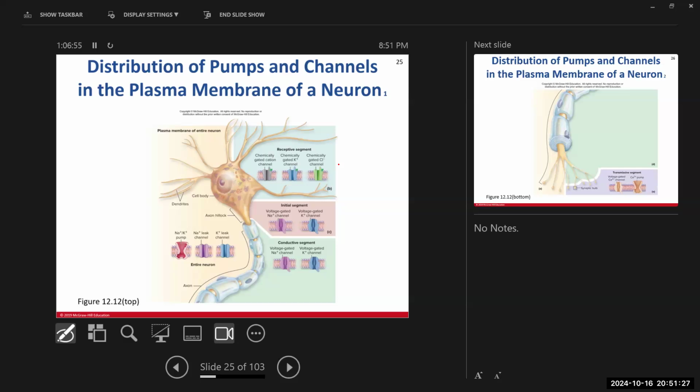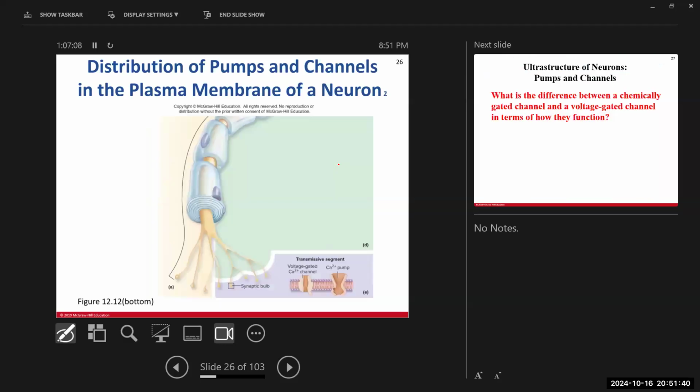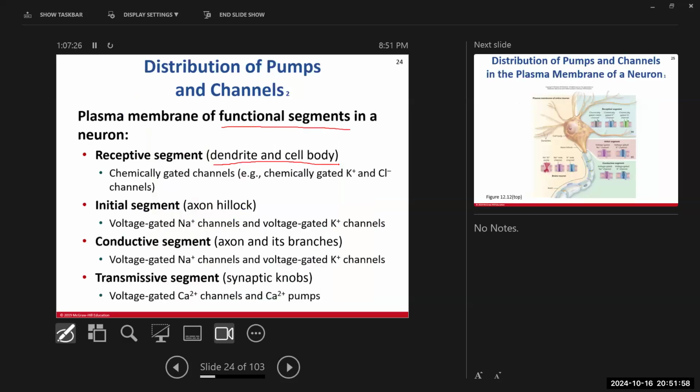And then you have the axon hillock. We refer to that as the initial segment because we're going to initiate our action potential. And then we have our conductive segment that's going to transmit that nerve signal. That's the axon. And then we finally have here at the bottom where the synaptic knobs are, that's the transmissive segment because it is going to transmit the neurotransmitter from this neuron across the synaptic cleft to either another neuron or to an effector there.